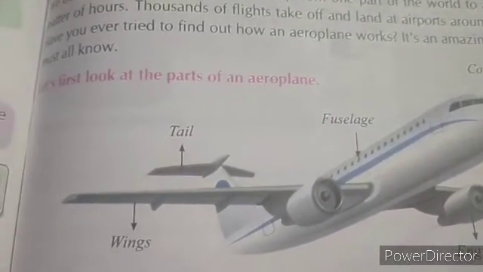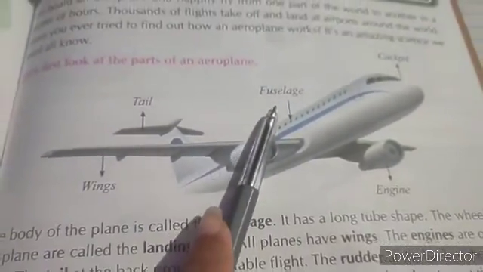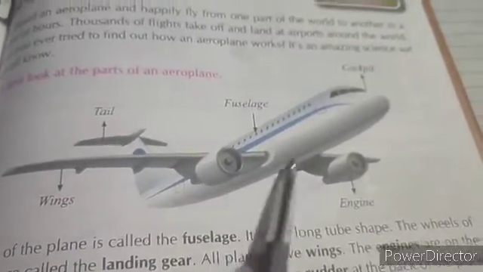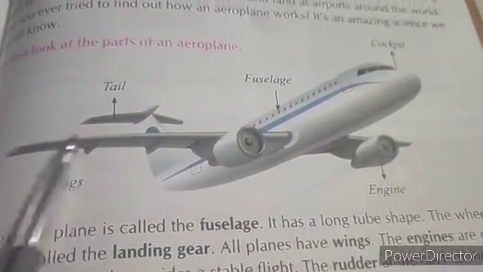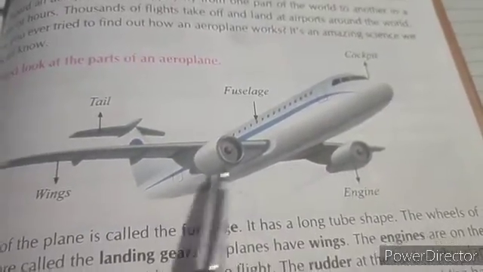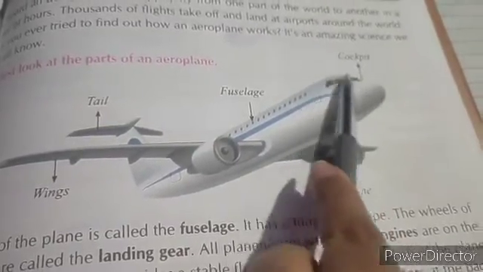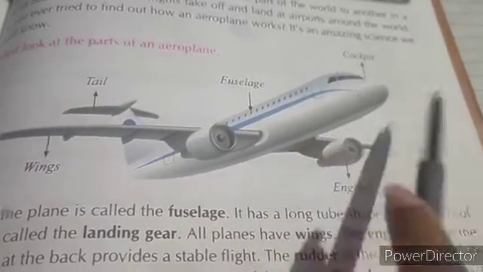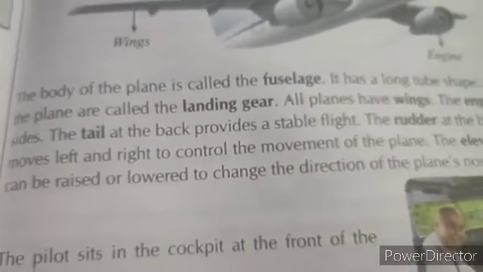Let us first look at the parts of an aeroplane. The first one is the fuselage. The body of an aeroplane is called the fuselage. Second is the tail. These two are the wings, and these two are the engines, and this is the area called the cockpit.